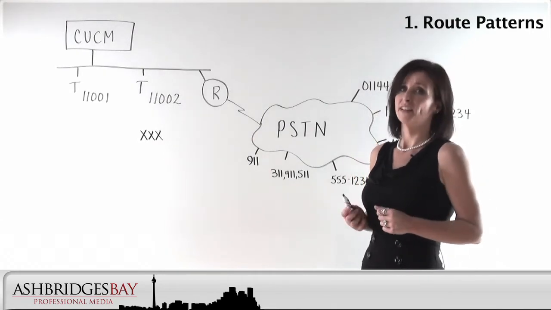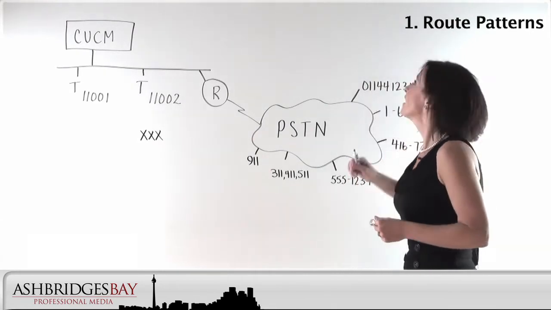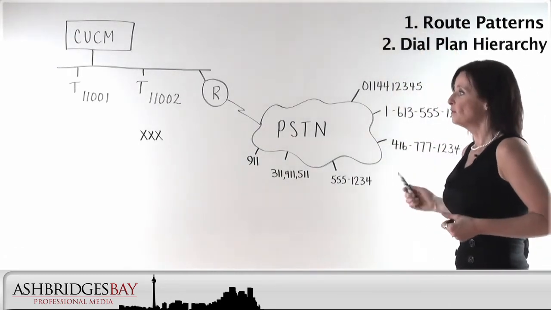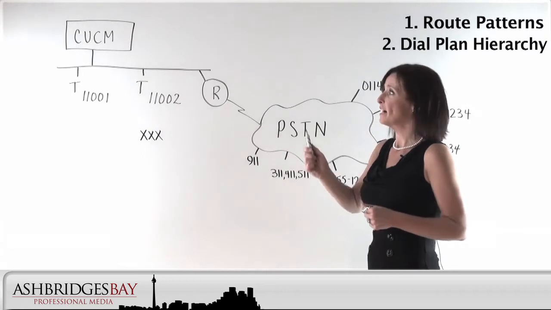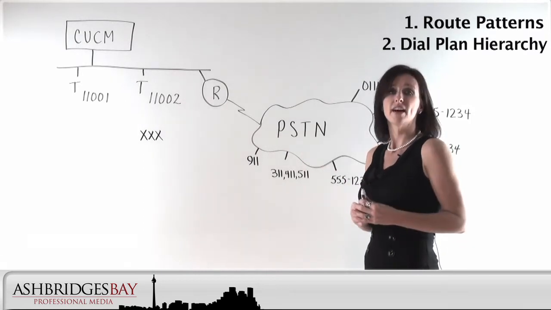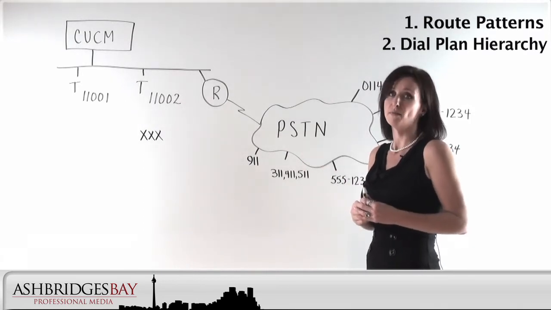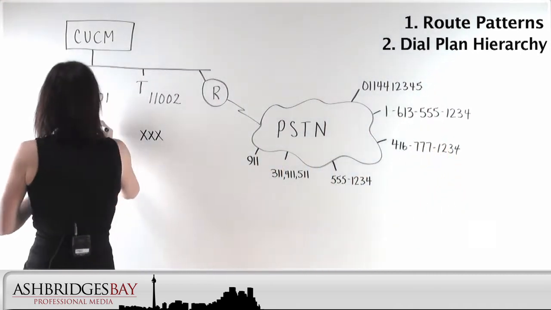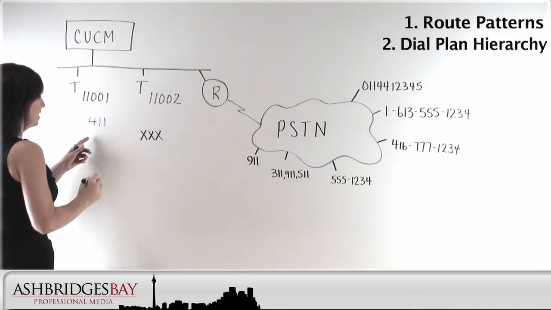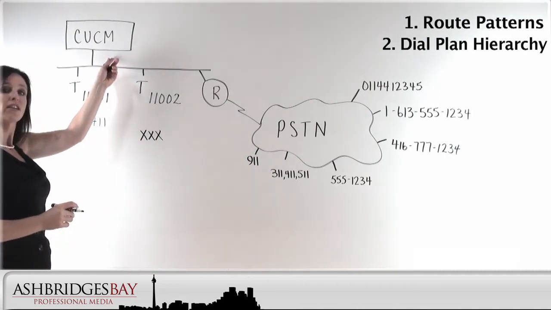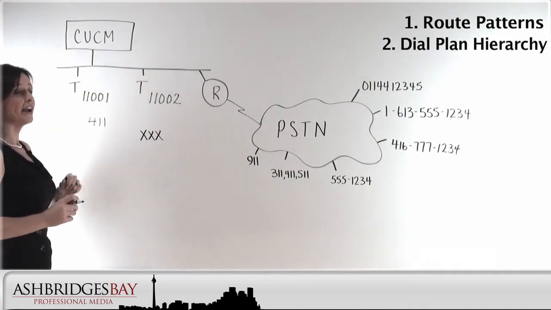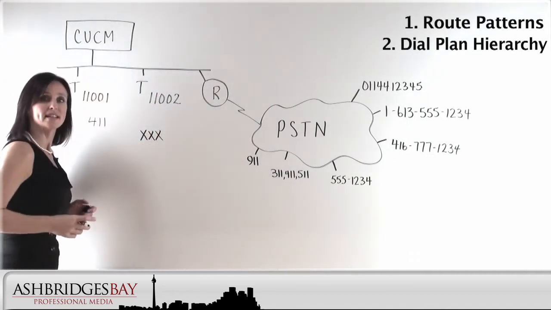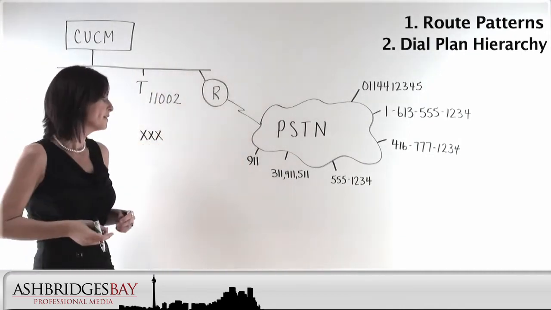But there's a second thing you need to understand. It's called the dial plan hierarchy. In the dial plan hierarchy, when someone calls into the call manager and matches the pattern, it's the dial plan hierarchy that causes that call to be routed. If I pick up my phone here and I dial 411, I've matched my pattern in the call manager. The dial plan hierarchy says send that call out through this gateway to the PSTN, the public switch telephone network.